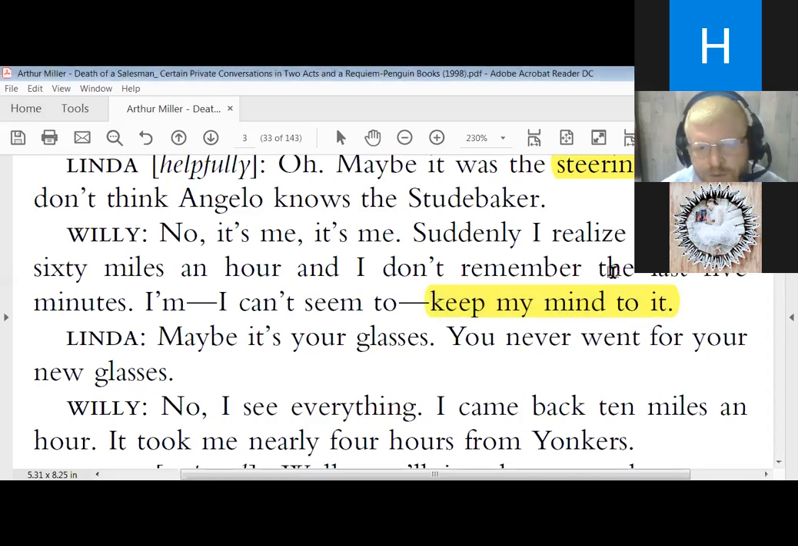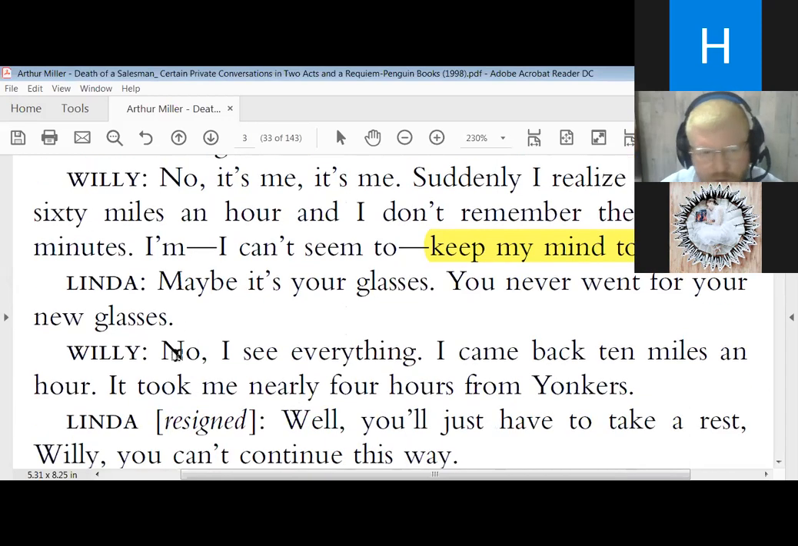So this is the problem. It's not the coffee, it's not the steering, but rather the problems with his mind. I cannot keep my mind. This is the real problem. Linda says, maybe it is your glasses. So still Linda doesn't want to blame it on him. Linda is trying to comfort him. What Linda is trying to say is, it's not something wrong with you. It is something outside of your control. Maybe it's the glasses, or maybe it is the steering and so on, but it's not wrong with you.